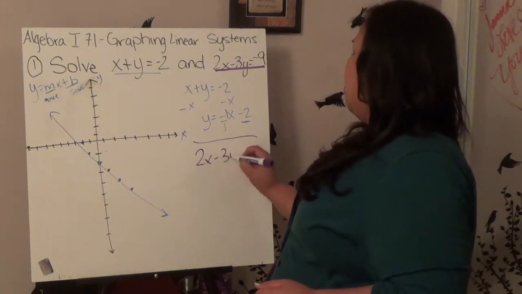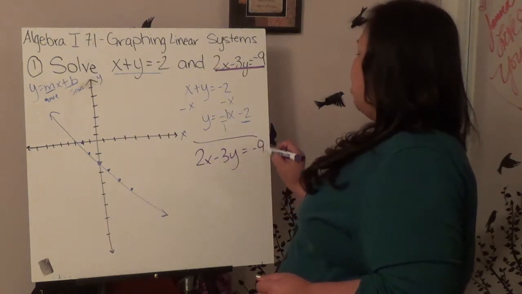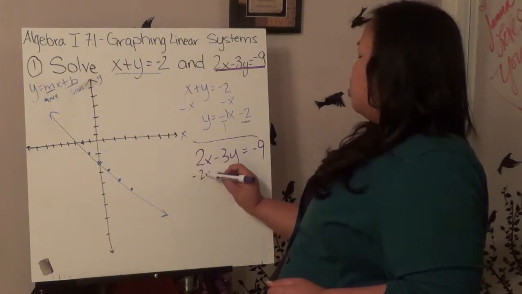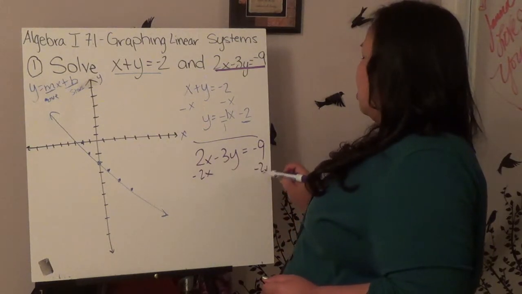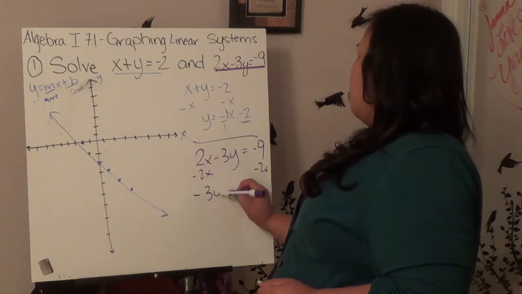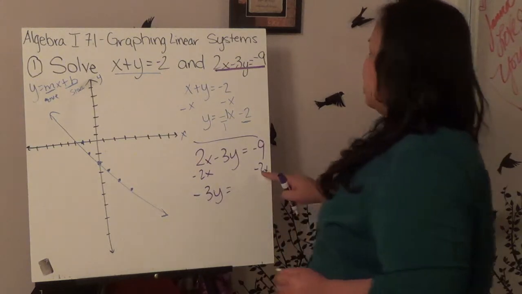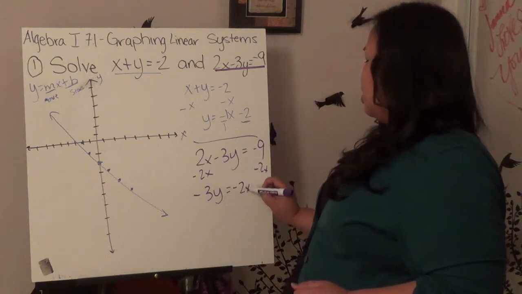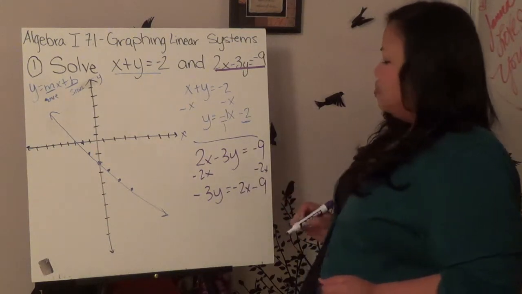2x minus 3y equals -9. So now again, I want to move everything to the other side. I'm going to subtract 2x from both sides. I end up with -3y equals, because the number in front of the x gets attached first, I'm going to go -2x minus 9. Alright?